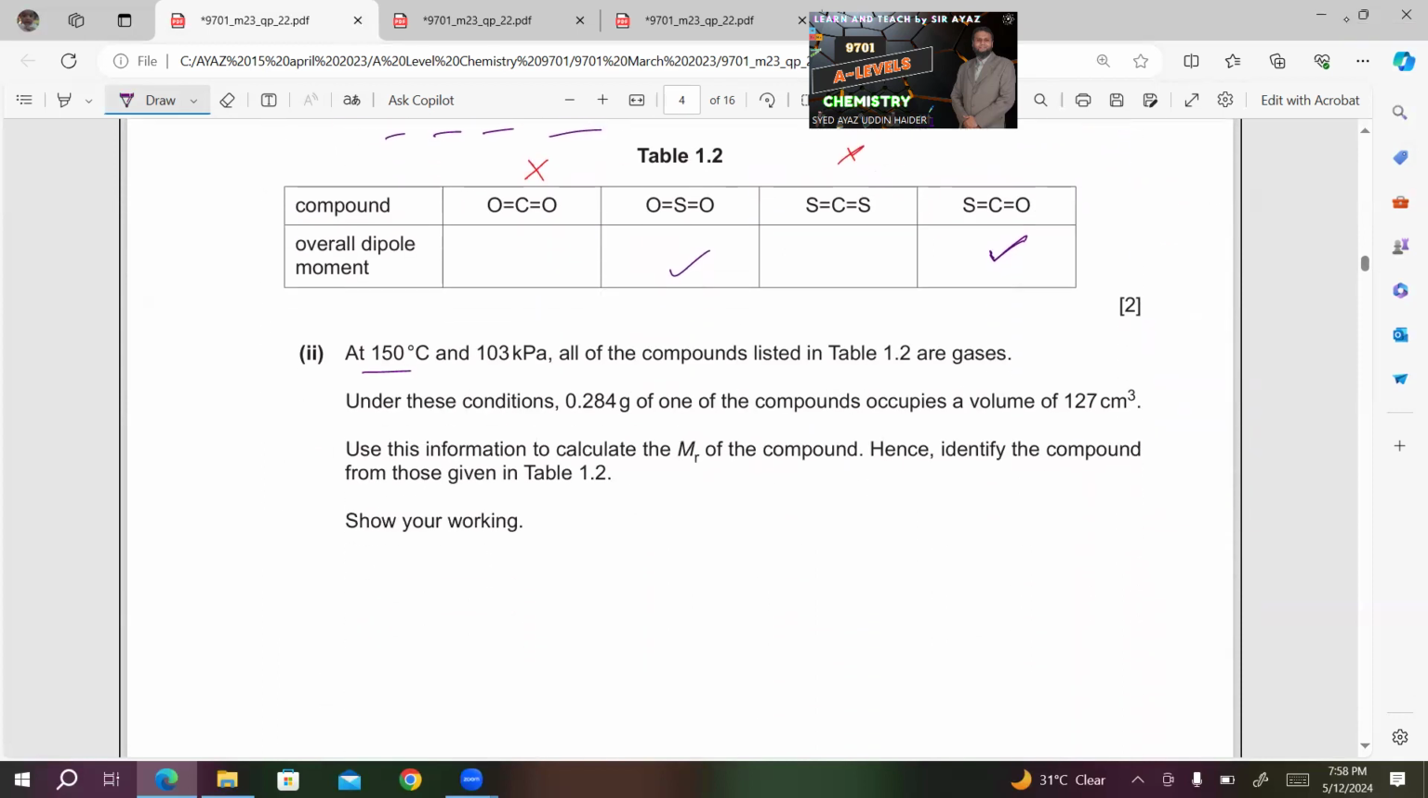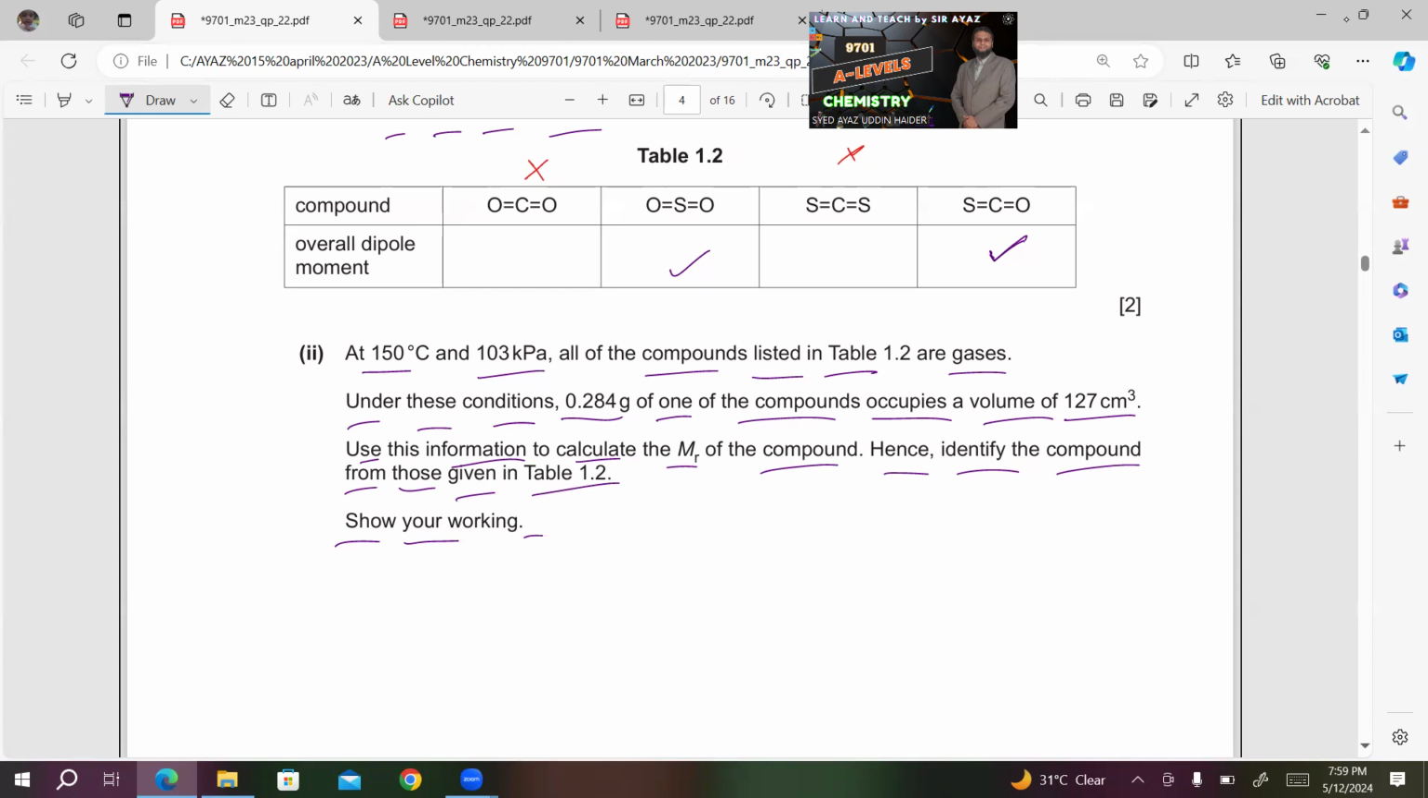Number 2, at 150 degrees centigrade and 103 kilopascal, all of the compounds listed in table 1.2 are gases. Under these conditions, 0.284 gram of one of the compounds occupies a volume of 127 centimeter cube. Use this information to calculate the MR of the compound, hence identify the compound from those given in table 1.2. Show your working.